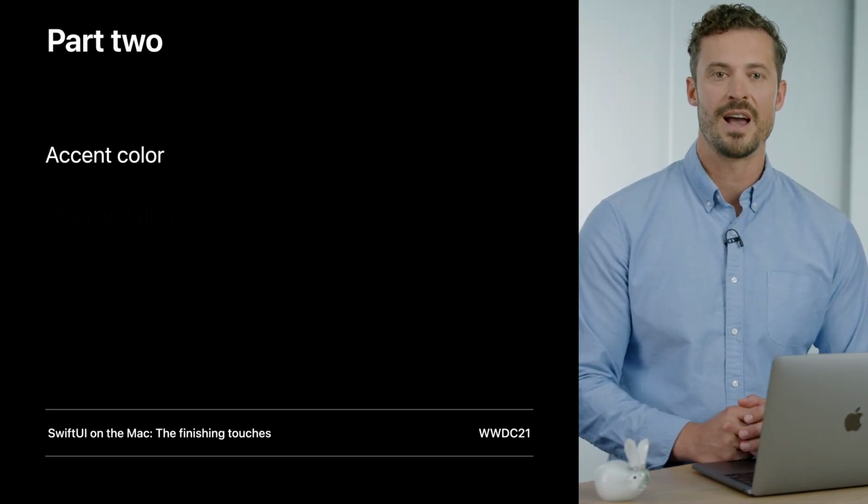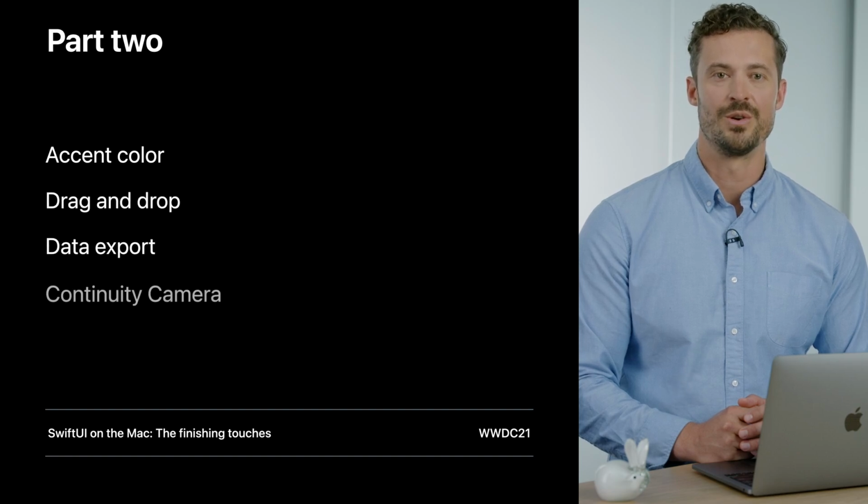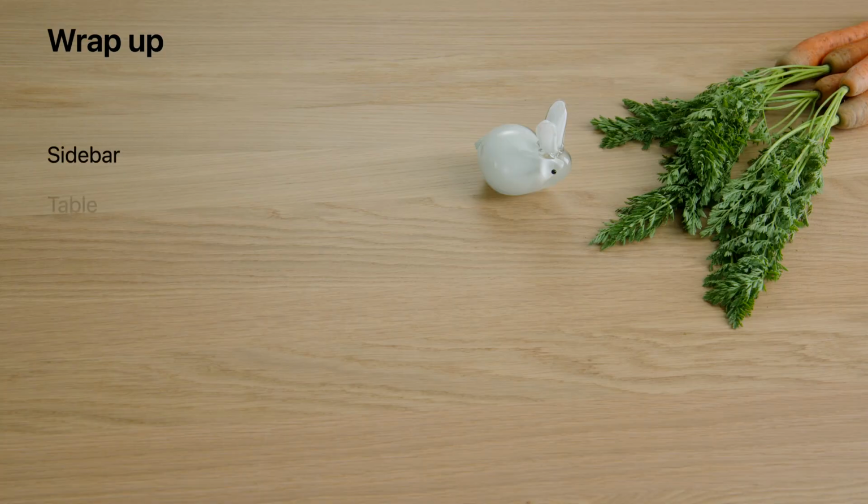Speaking of, in Part 2, you'll be adding more features and polish to your app with Jeff, including an accent color, drag and drop between tables, and how to take and attach a photo of a plant with an iOS device. We've covered a lot today. We've built the interface for a Mac app from the ground up using SwiftUI, and shown how each component contributes to what can make a great Mac app. Thanks for watching.